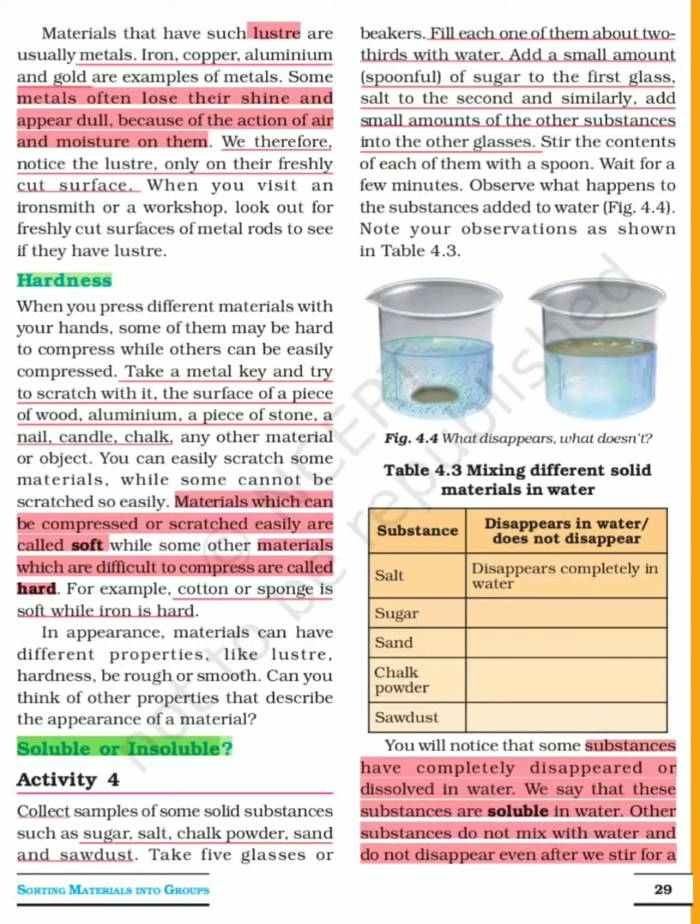Now let's talk about the next property, that is solubility. For this we have to collect some solid substances like sugar, salt, chalk powder, etc., and we will try to mix them with water. Some of these substances will disappear or dissolve in water completely. They are known as soluble substances.